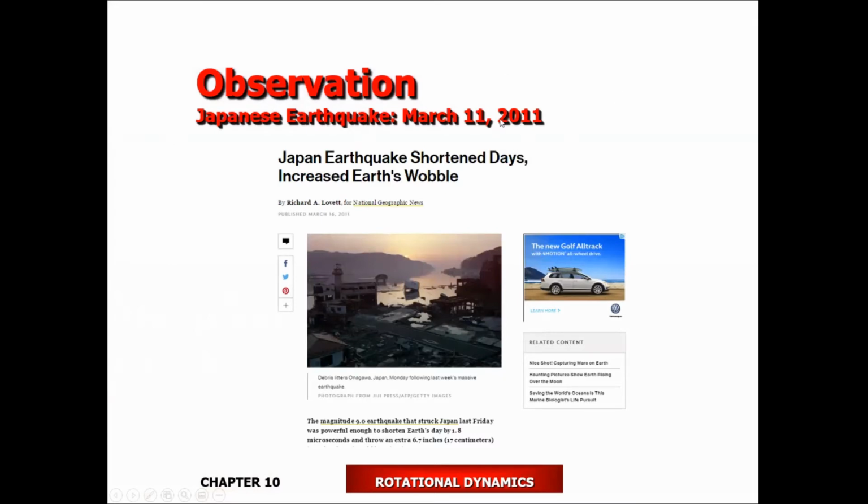Earthquake 2011 shrunk the radius of the Earth by about 7 inches. As a result, the Earth sped up, gained rotational speed, and it shortened the days by 1.8 microseconds. This is what happens. Question becomes, how does the Earth speed up in the absence of an external force acting on it? So how do you accelerate in the absence of an external force?